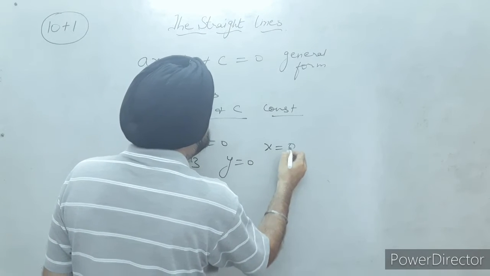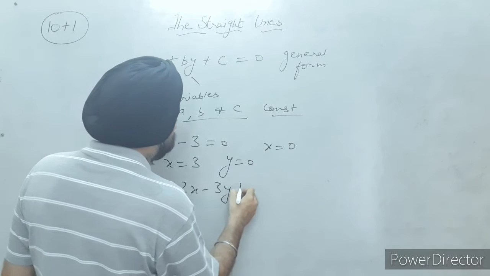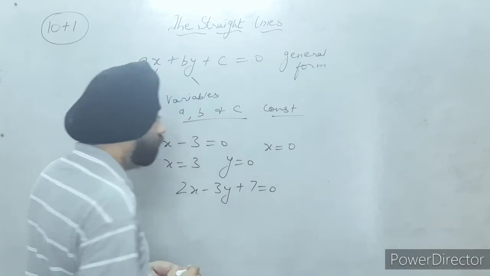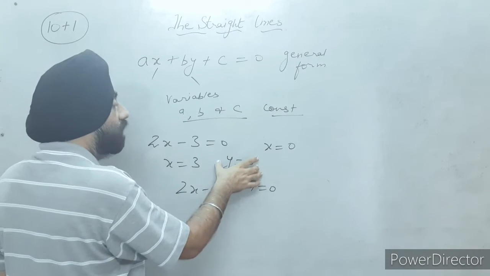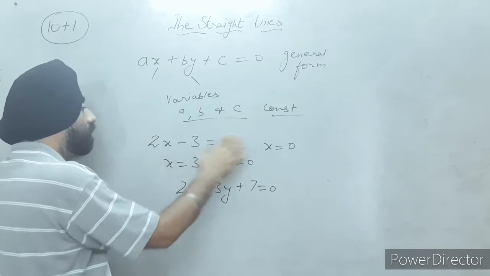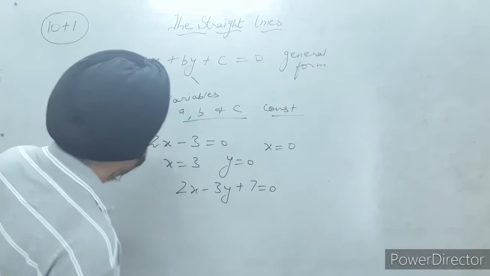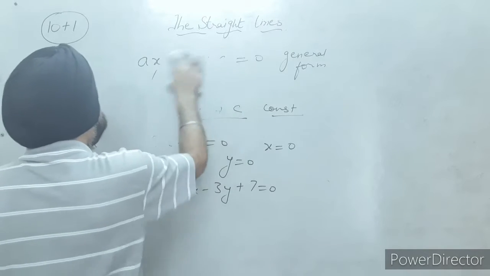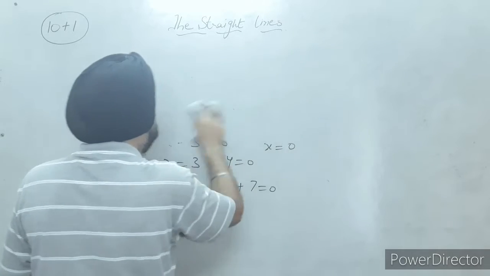Y equals 0 is a straight line. X equals 0 is a straight line. Similarly, 2x minus 3y plus 7 equals 0 represents a straight line. This is in two variables. It's a single variable, only a single variable, but all of these represent straight lines. Now, the first term which we will come across in this chapter is the slope of a straight line.